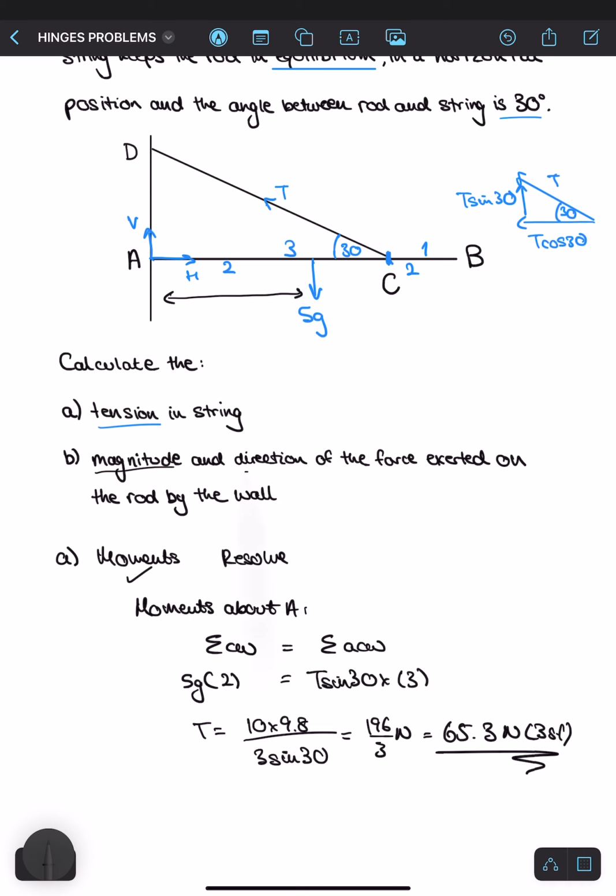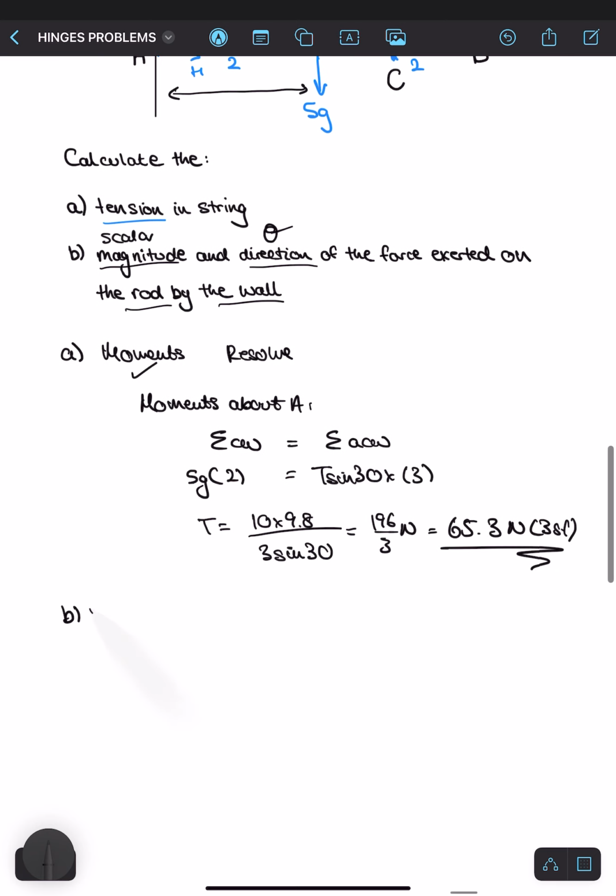Find the magnitude and direction of the forces exerted on the rod by the wall. So this magnitude is telling us we need the scalar, and direction, we need to find some sort of angle. The forces exerted on the rod by the wall are from the hinge, the vertical and horizontal forces. So now I need to solve for V and H, and I can do that by resolving.